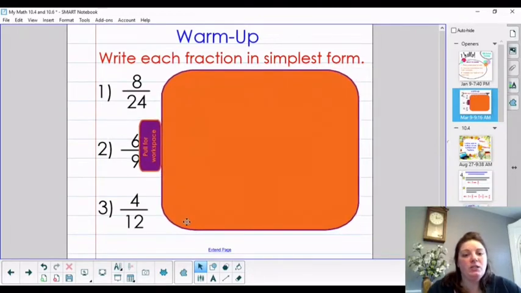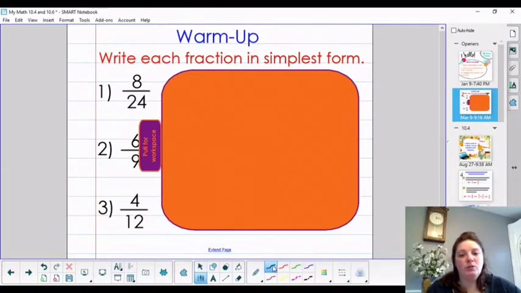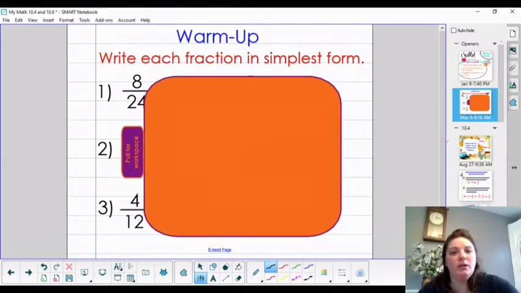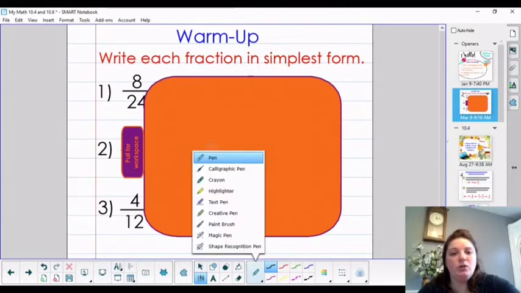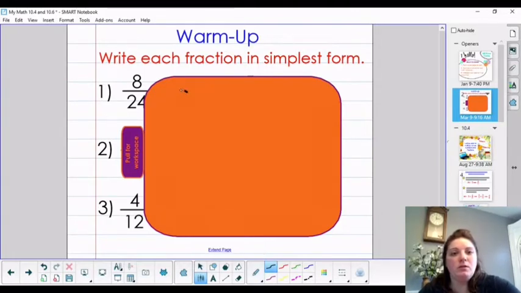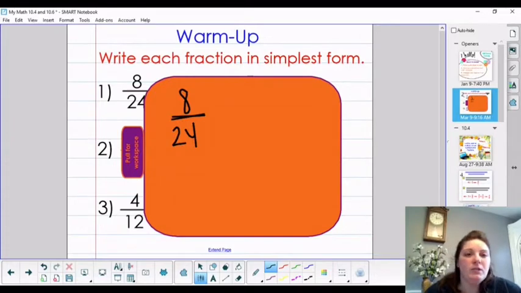The first fraction says 8/24. So we need to take 8/24 and write it in simplest form. To write a fraction in simplest form, in case you have forgotten, what you need to do is divide the numerator and denominator by the greatest common factor of those numbers, or any common factor of those numbers. It just might take a few extra steps.